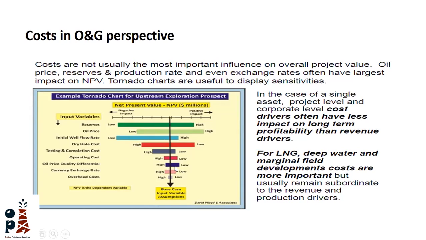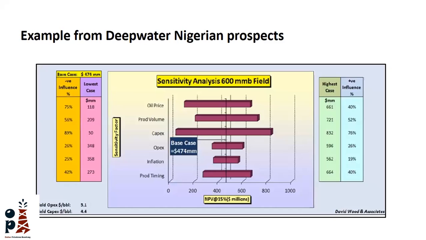If you have a small range, this input is not as important as these items. This is an example of a tornado diagram. It shows oil price, production volume, capex, opex, inflation, and production time. And as we see in this project, capex has the major effect in the sensitivity analysis on net present value.